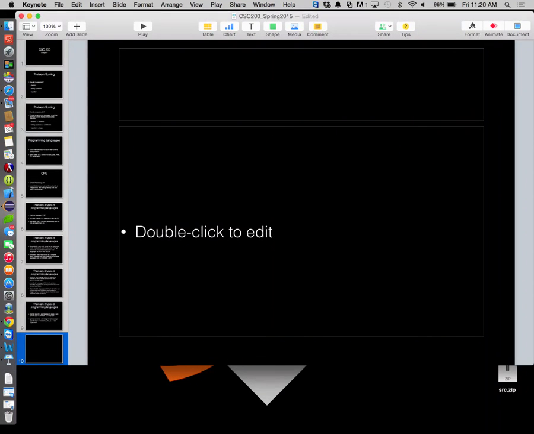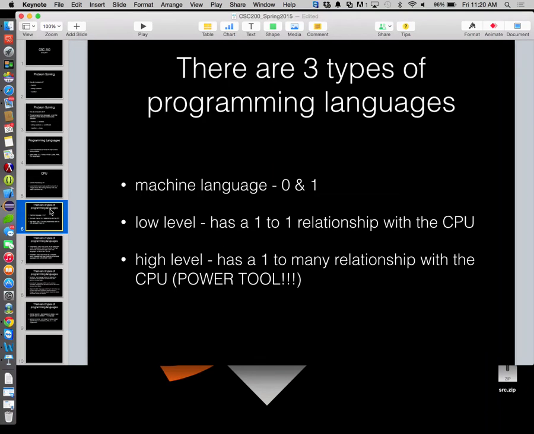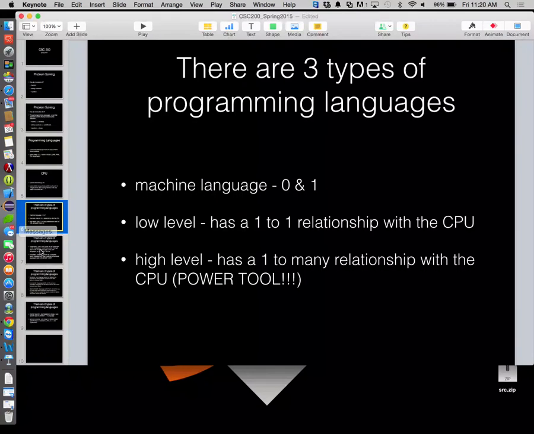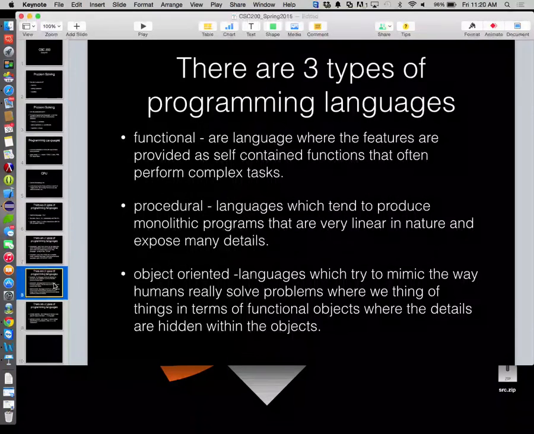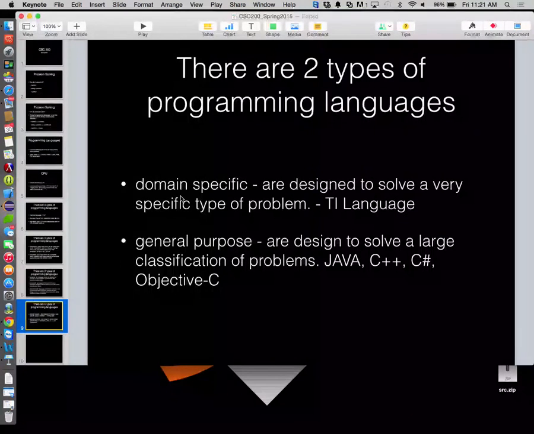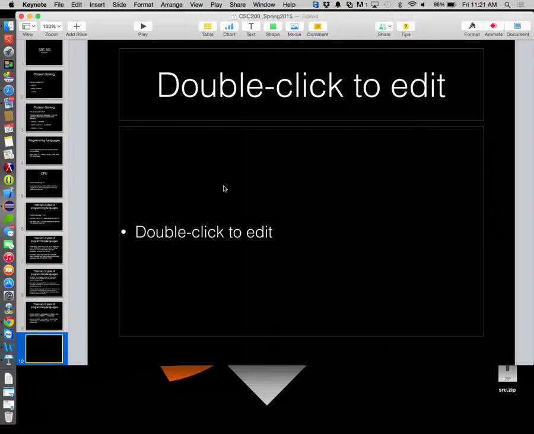I just want to make sure I'm covering all of our slides here. So this is a high-level, compiled, object-oriented, general-purpose language.